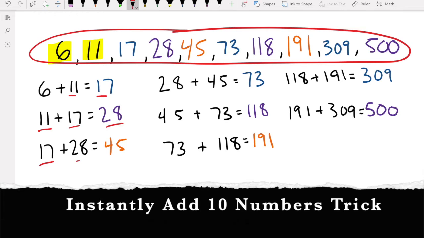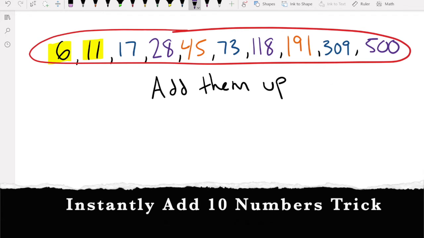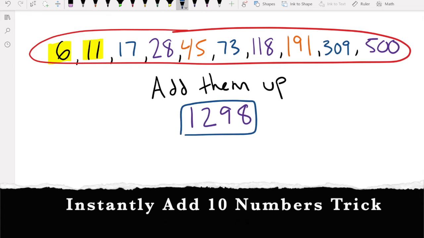Again, if they chose really big numbers, they may need a calculator for this. And once they have 10 numbers, you tell the person to add all the numbers together. 6 plus 11 plus 17 plus 28 plus 45, all 10 numbers together. They can use a calculator if they need to, and they should write that number down in secret, not on that same piece of paper. And again, if you add all those numbers together, you can try it yourself, you get 1,298. So again, they're keeping this number hidden from the list of numbers.